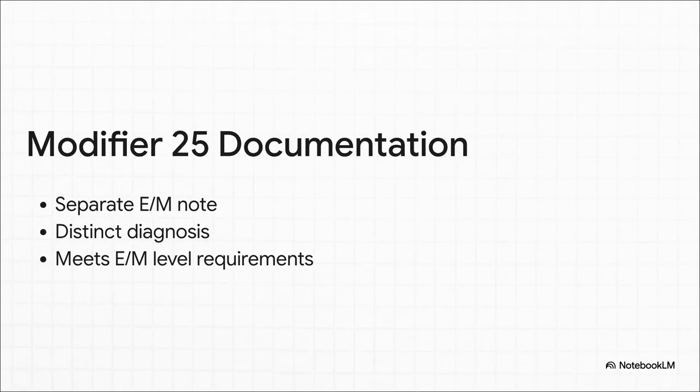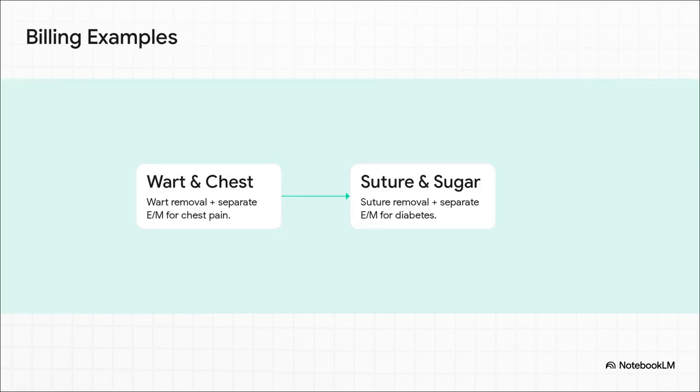Now, to survive a RAC audit, you need armor, right? And in coding, your armor is your documentation. For Modifier 25, the requirements are rigid. You need a completely separate, distinct note for the E&M service in the patient's medical record. There has to be a clear indication that you addressed a totally different diagnosis, or you have to definitively prove the service was significant beyond just routine care. And yeah, it goes without saying, but the documentation actually has to meet all the requirements for the specific E&M level you're billing.